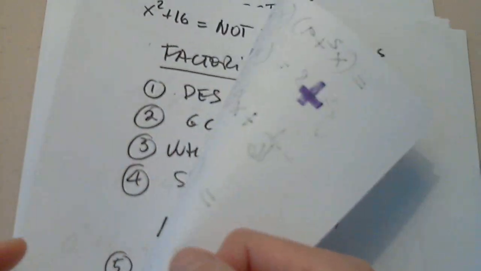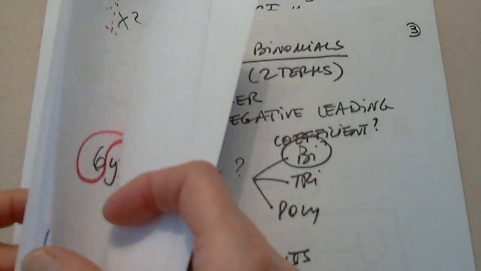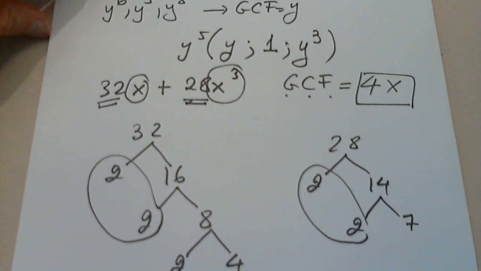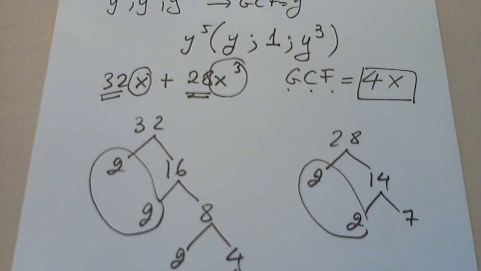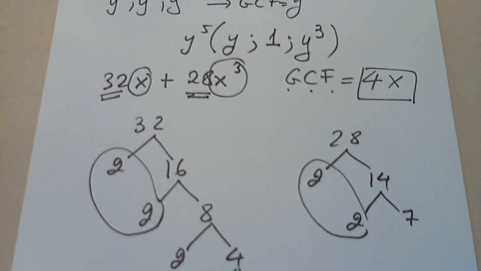All factoring strategies, binomial, trinomial, polynomial, they all have the same step, the greatest common factor. That's why this is super important. We need to factor out the greatest common factor first, no matter what else we need to do. In factoring, I mean. Okay, the same idea.